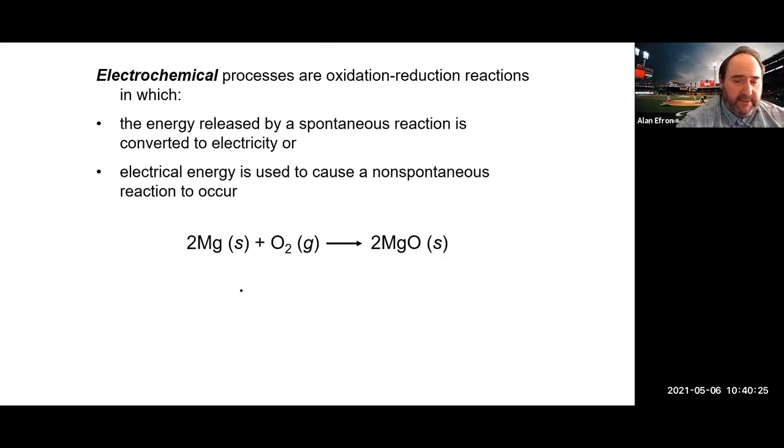These processes are what are referred to as oxidation reduction reactions. They are also sometimes referred to as straight up redox reactions, which pretty much means the same thing. Redox reactions means oxidation and reduction, or reduction oxidation. And let's talk a little bit about those definitions, just to make sure everybody's on the same page.